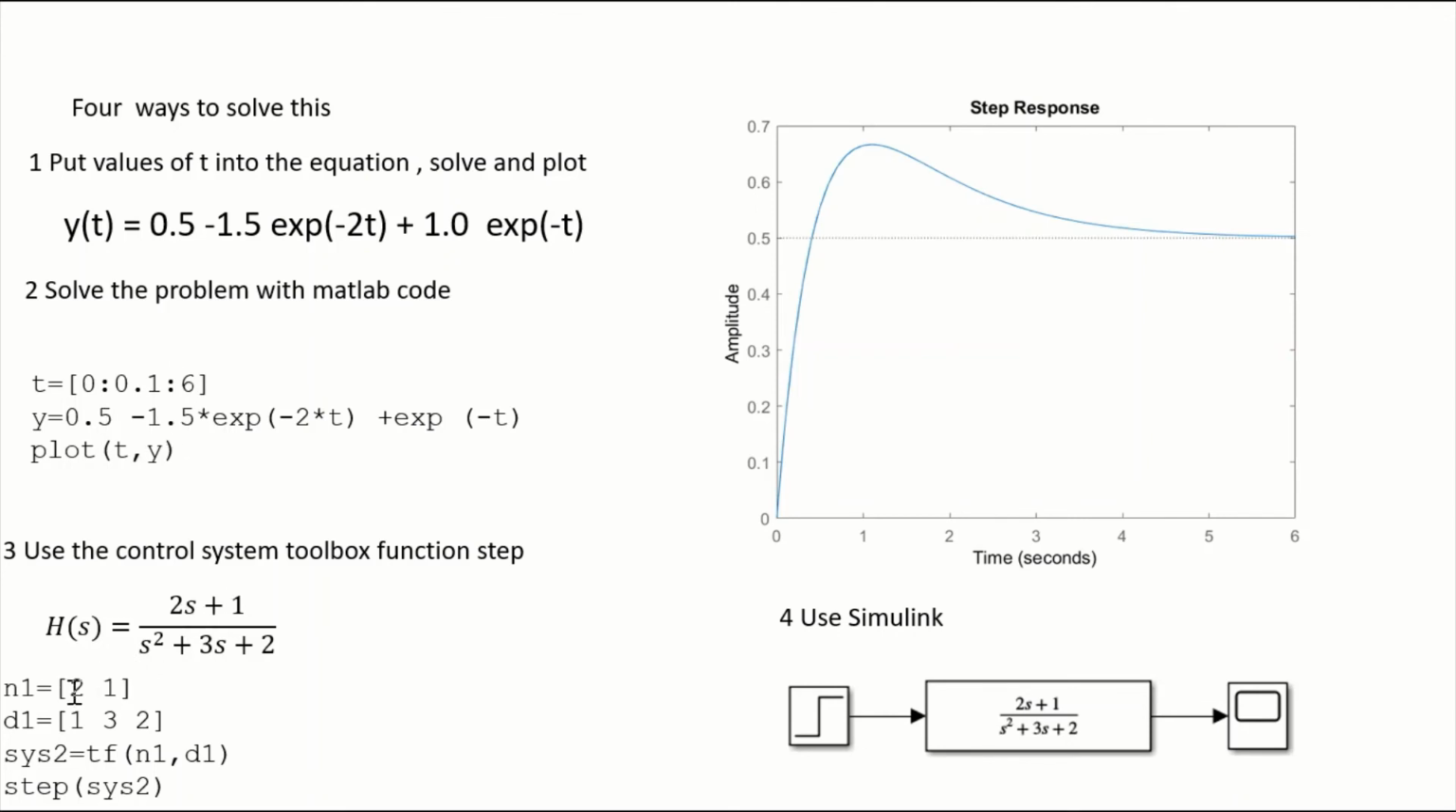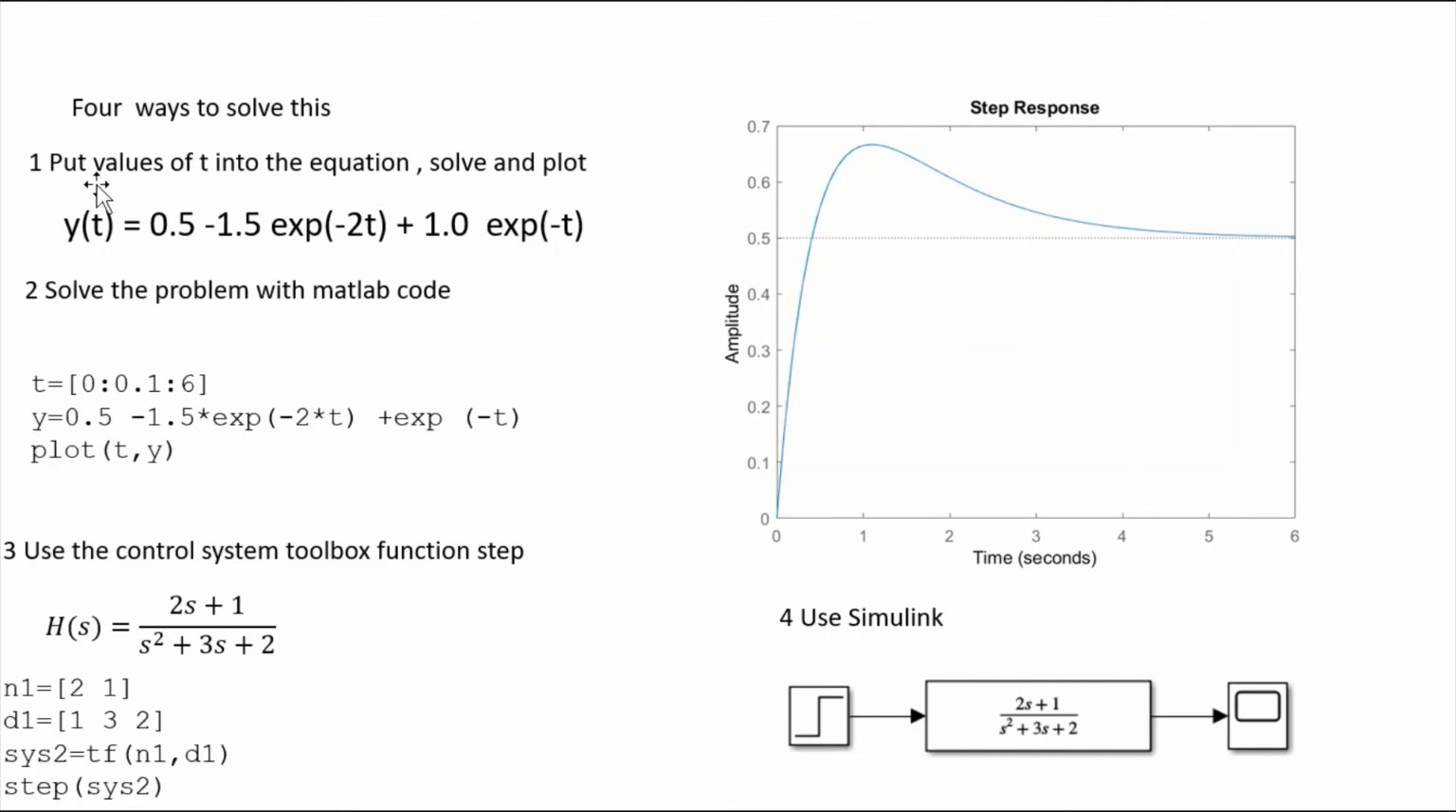Alternatively, you could just enter in the transfer function and use the step command. And then the step command on this would give you the same graph. So all these methods will give you the same output. Final technique would be you could set this thing up as a Simulink simulation, put a step in and get a response scope here. And then that would give you the same thing.